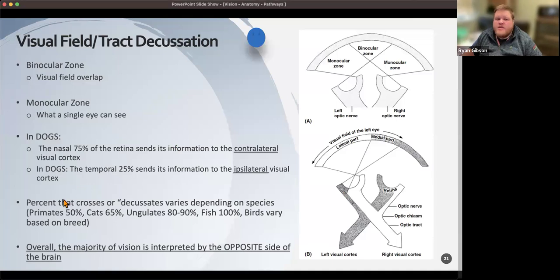This decussation varies between species. Some species, like you and I, are 50-50. Cats are 65, ungulates are 90 to 80%, fish are 100%, and birds vary. All right. But again, remember that the visual field is interpreted by the opposite side of the brain. It's a great simplistic takeaway.